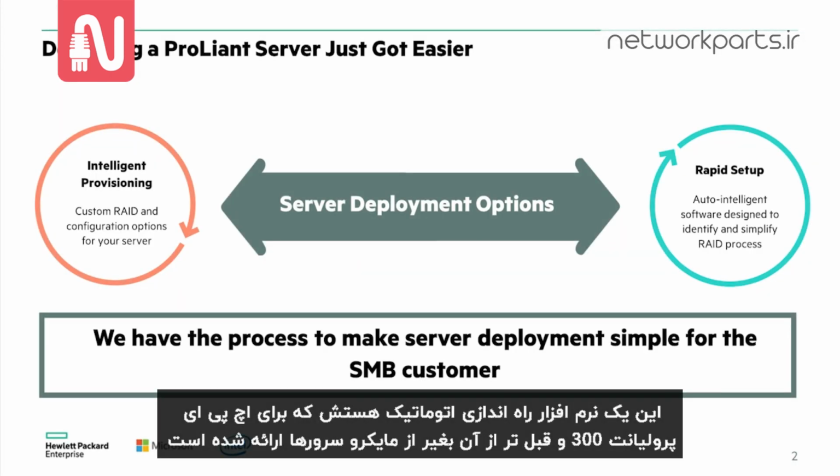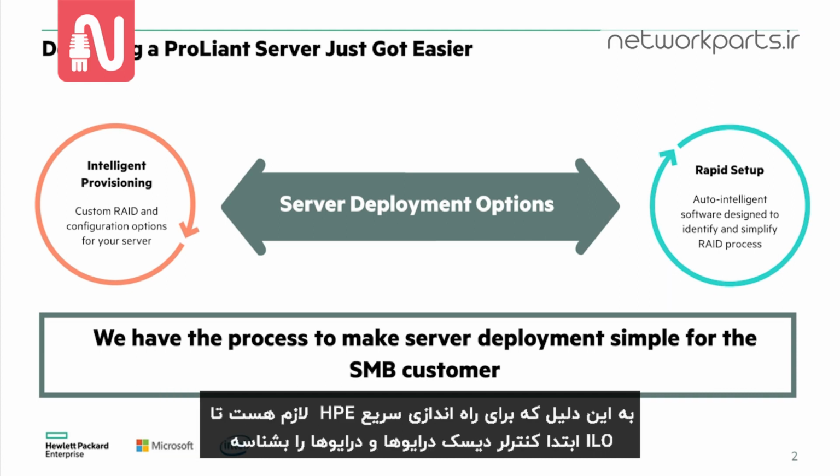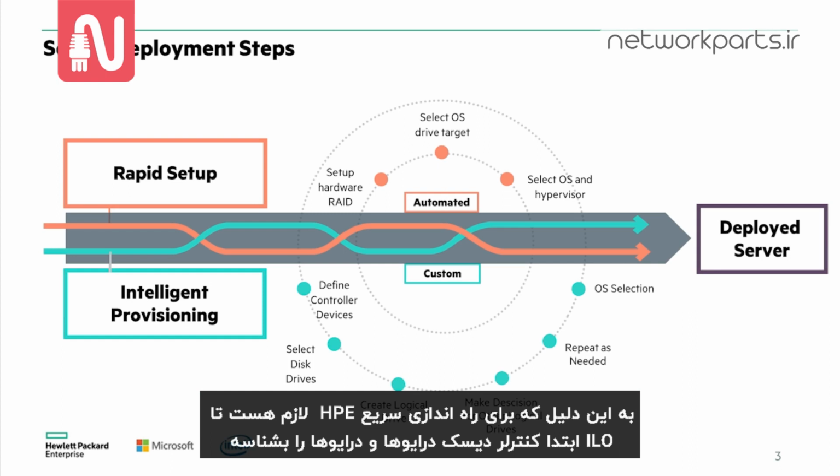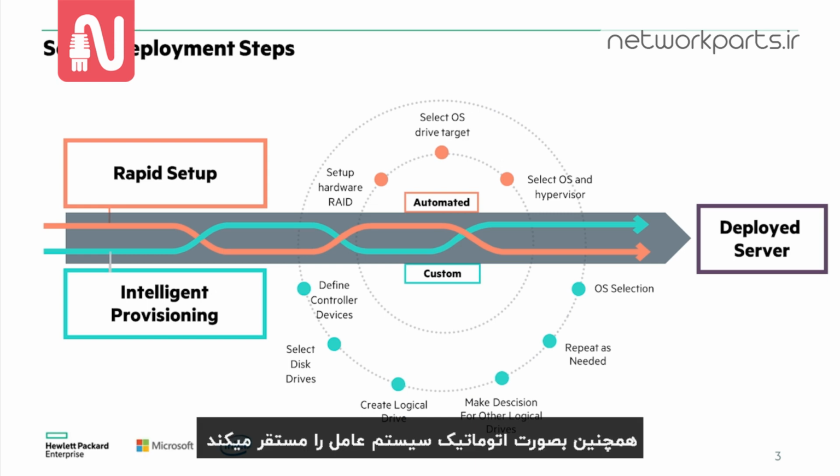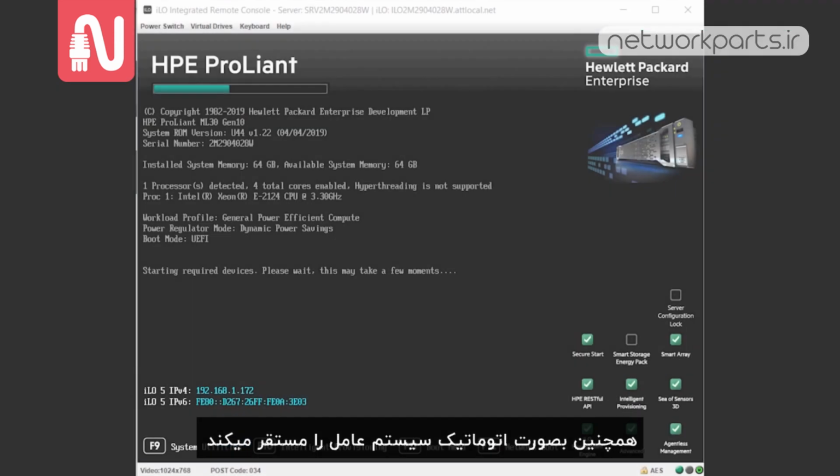It's an automatic deployment software for HPE ProLiant 300 series and below, except for the MicroServer, because iLO 5 is required for this. Rapid Setup automatically detects the disk drive controller and drives and then makes a configuration recommendation for that controller and drives. It also deploys the OS automatically.